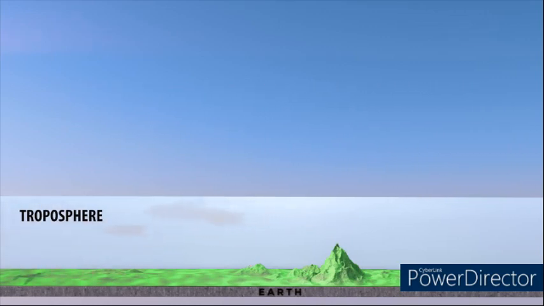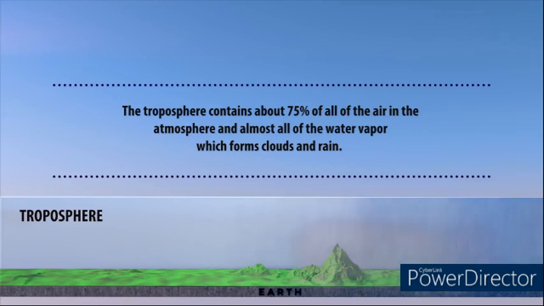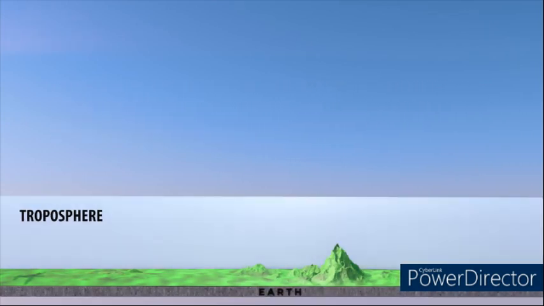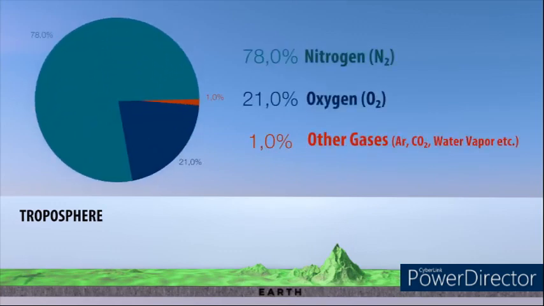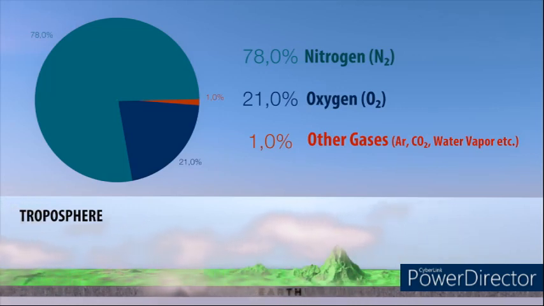The troposphere contains about 75% of all the air in the atmosphere and almost all of the water vapor, which forms clouds and rain. Did you know that in this layer, air is made up of approximately 78% nitrogen, 21% oxygen, and 1% with small amounts of other gases, including water vapor and carbon dioxide.